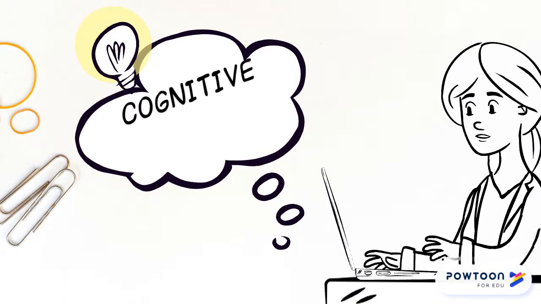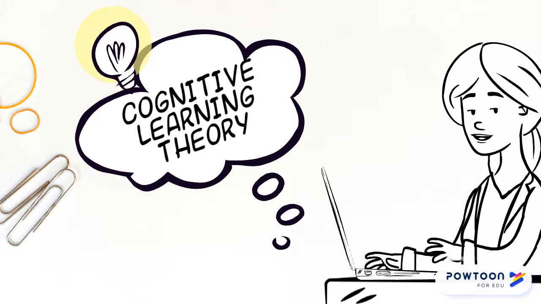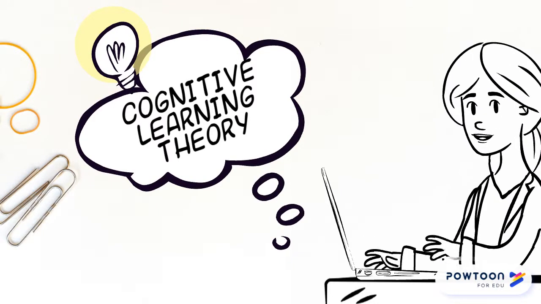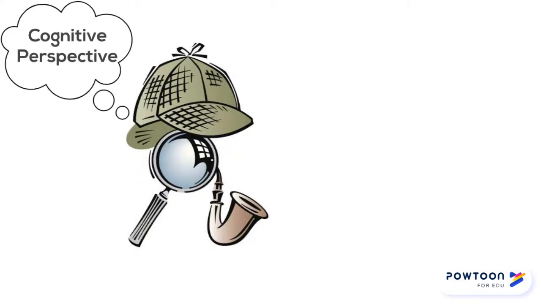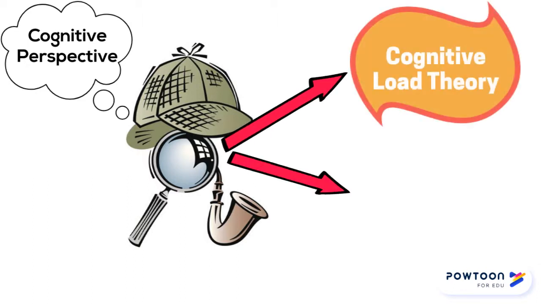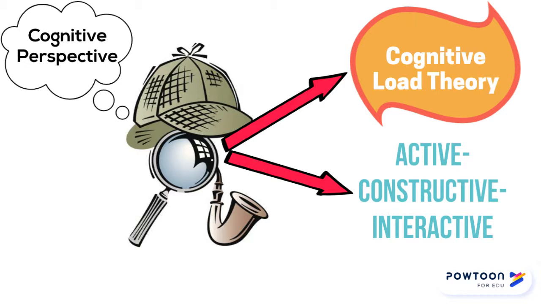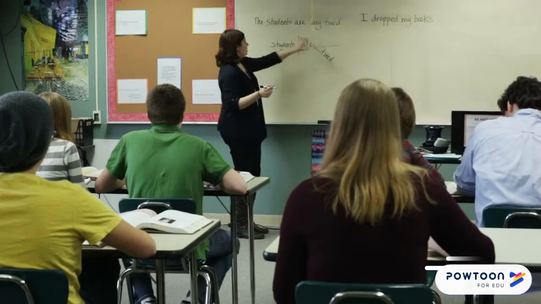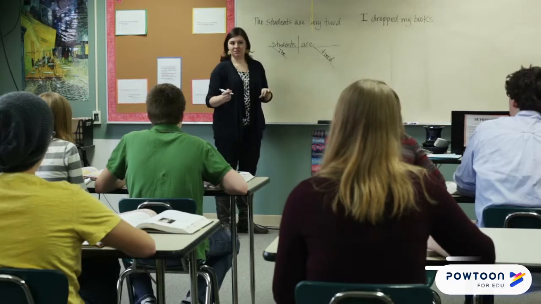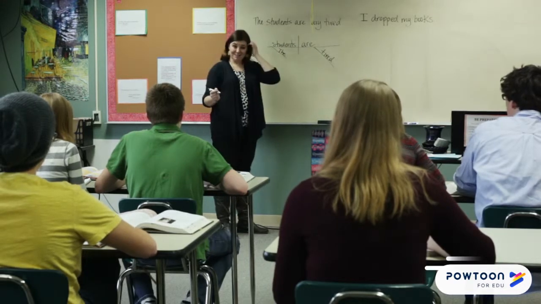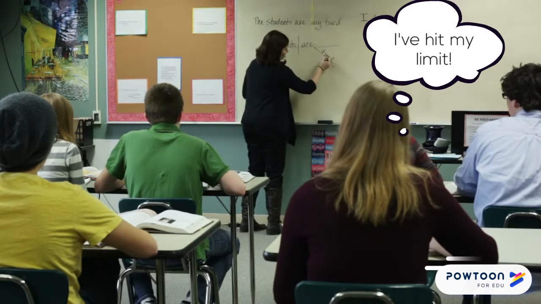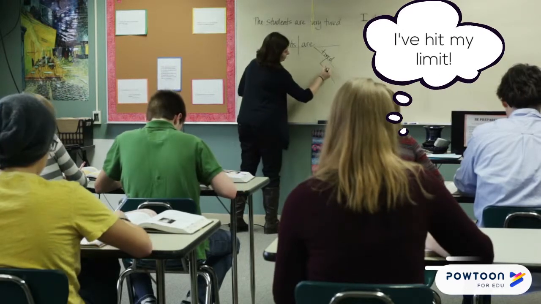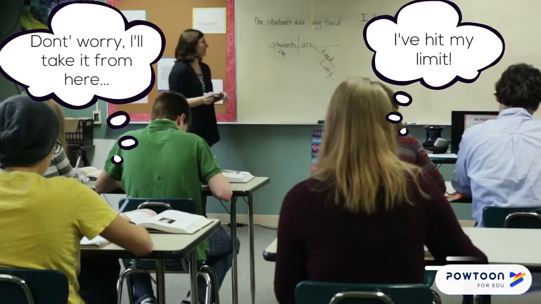In addition to social and motor learning theories, cognitive learning theory explains why collaborative learning is a useful teaching strategy. The cognitive perspective explains collaborative learning through the lens of cognitive load theory and through the active, constructive, interactive framework. According to cognitive load theory, learners can only process a limited amount of information in their working memory. Once this limit is exceeded, learning slows or even stops. But paired learners can share the cognitive load of a new task, which will increase their processing capacity.